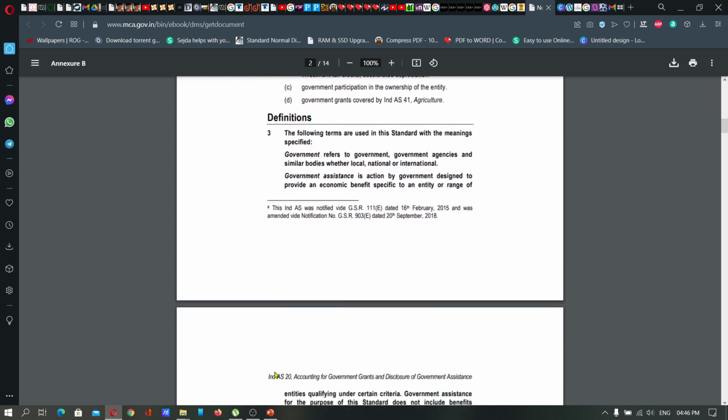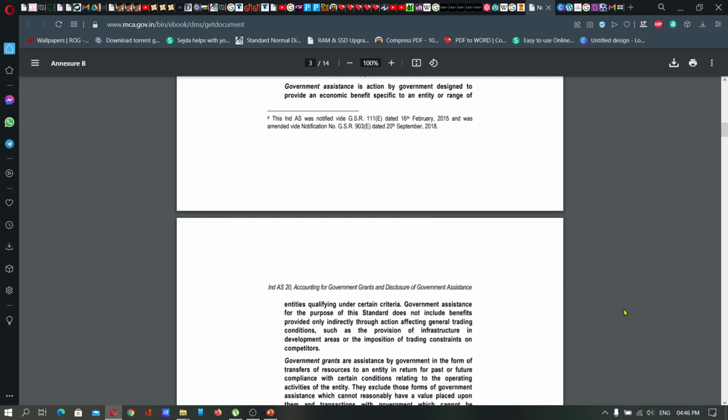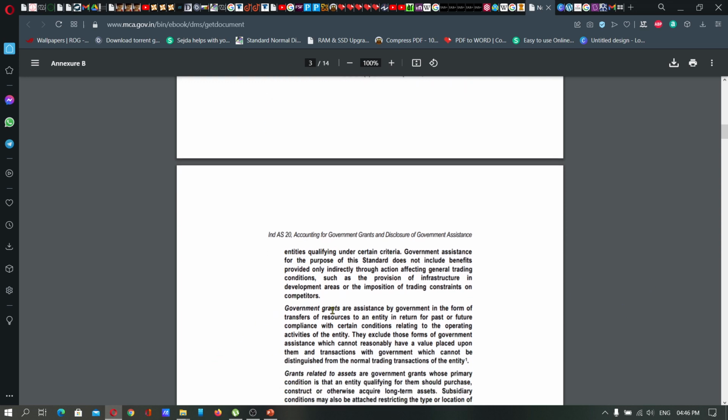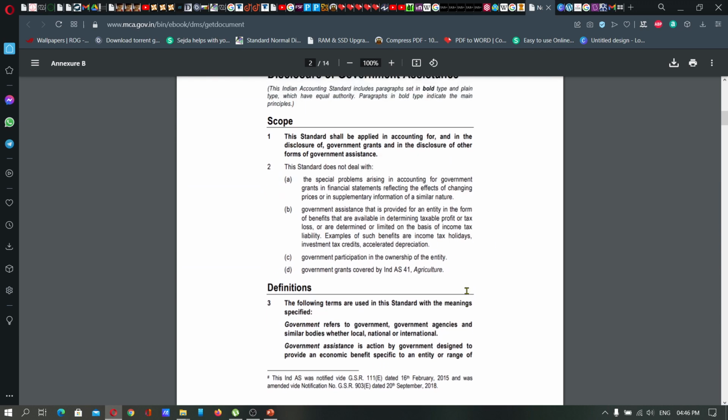Government assistance is action by government designed to provide an economic benefit specific to an entity or range of entities qualifying under certain criteria, just like the point which I have mentioned earlier. That is known as government assistance. And government grants are assistance by government in the form of transfer of resources to an entity in return for past or future compliance with certain conditions relating to the operating activities of the entity. So transactions with regard to government grants and assistance have to be compliant as per Ind AS 20.